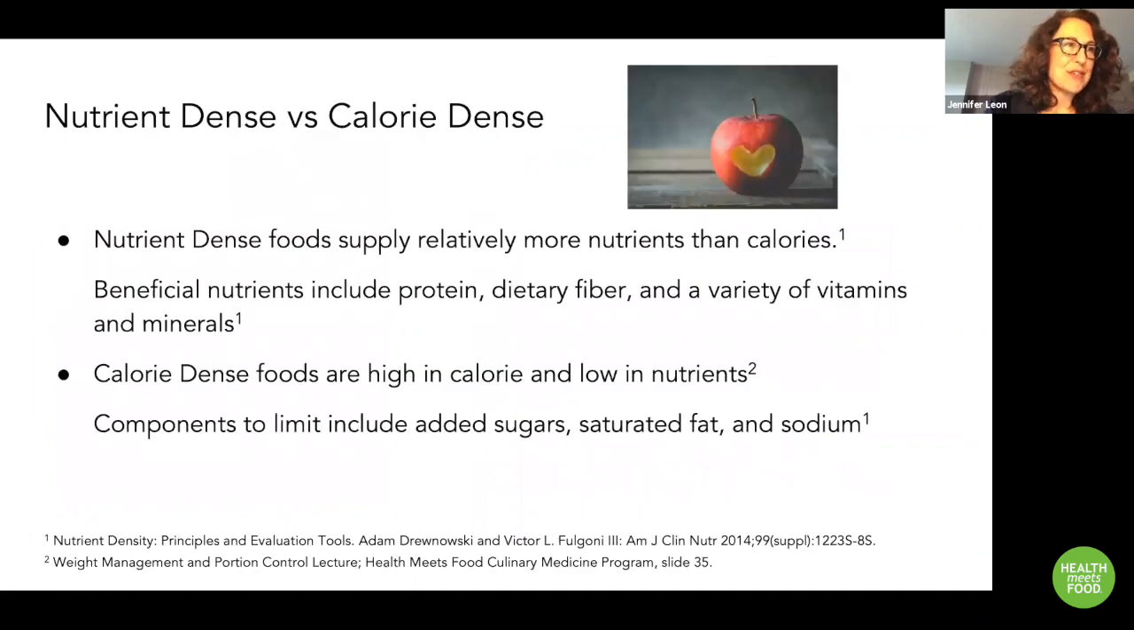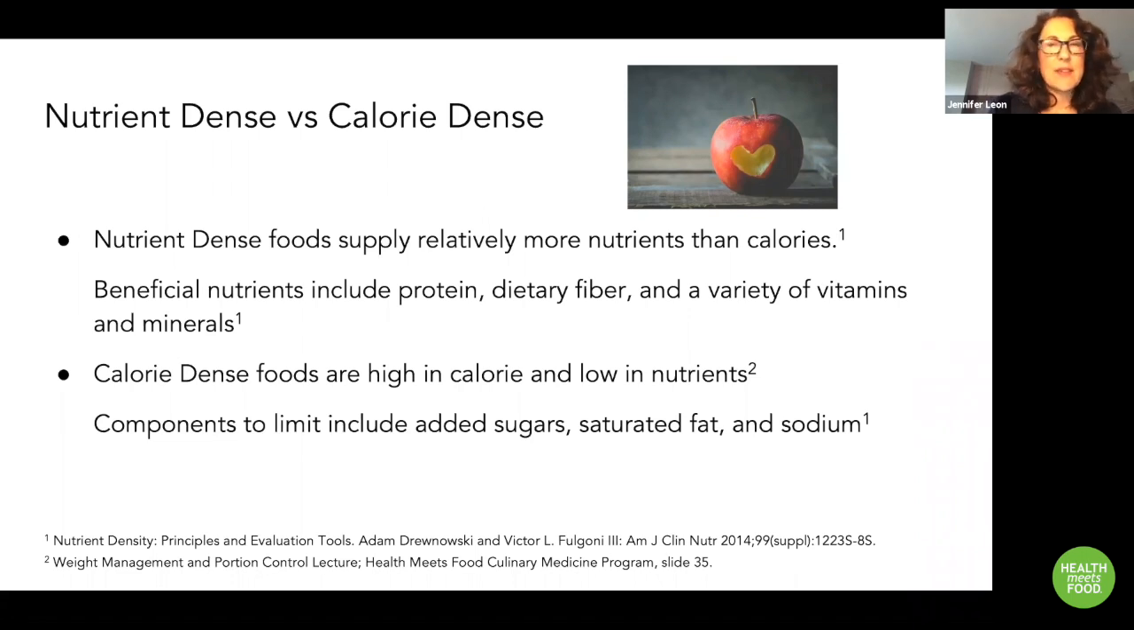Okay, so nutrient density identifies the amount of beneficial nutrients in a food product in proportion to the energy content of the food. So basically, nutrient-dense foods supply relatively more nutrients than calories. The beneficial nutrients that we're looking for are protein, dietary fiber, and a variety of vitamins and minerals. On the flip side, calorie-dense foods are high in calories and low in nutrients. And the components we look to limit include added sugars, saturated fat, and sodium in general, of course.